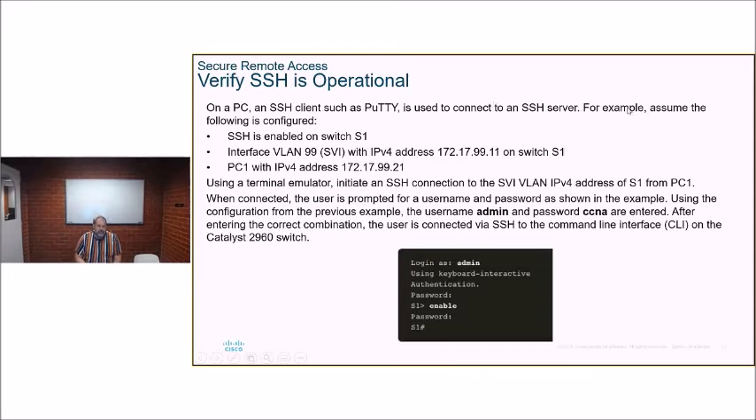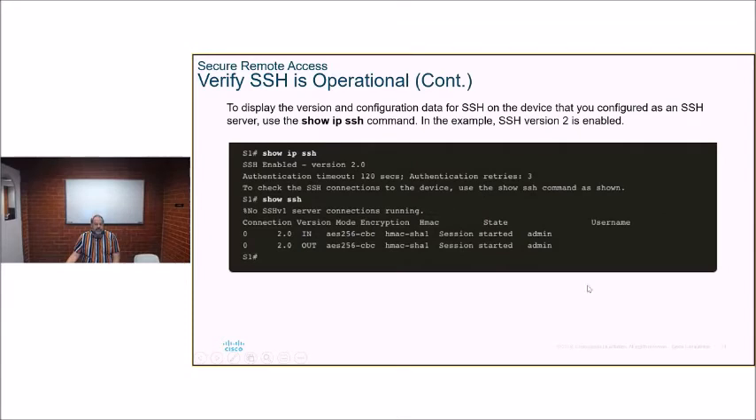There's going to be an example. On a PC, an SSH client such as PuTTY can be used to connect to an SSH server. SSH is enabled on switch 1, it's got that IP address, and PC1 has that address. Using a terminal emulator, you can connect to it. Of course, you can use username admin, the password of CCNA, apparently. After entering the correct combination, the user will connect via SSH to the command line interface. As you can see, you get the prompt there.